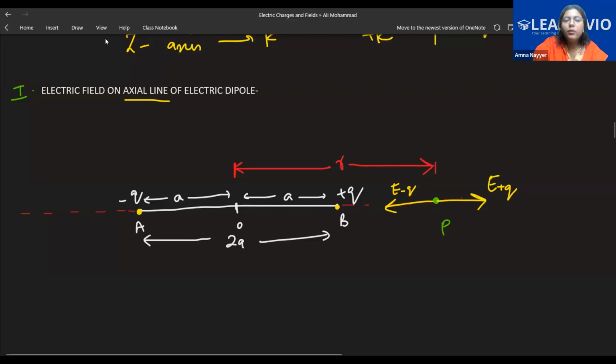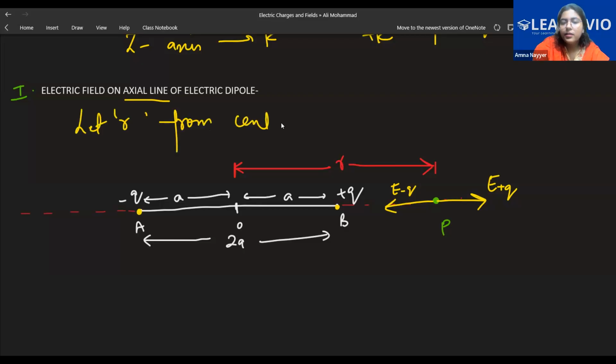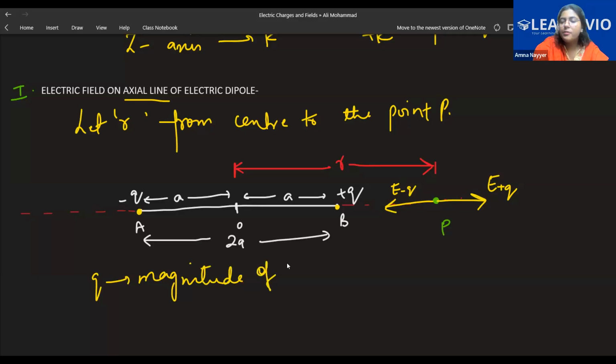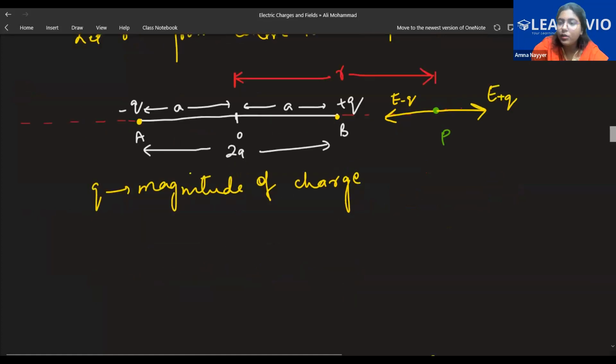Now, when we are going to calculate the electric field, Ali, I'm again saying, whenever you have the exams, when you're doing the derivations, you have to tell that let R be the separation from the center to the point P. Like this, you have to mention everything. Let Q be the magnitude of the charge. 2A is the separation between the charges and A is the half of the dipole. E plus Q will be towards the right. These things you have to explain. You already know that, that's good, but you have to explain it in your answers.